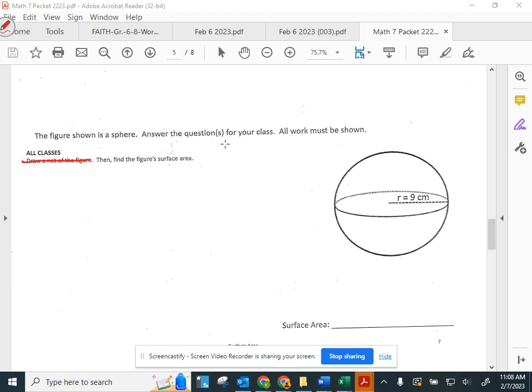But we do need to know how to find the surface area of a sphere. Surface area is the SA. You're going to need to write down this formula. The formula is 4 times pi times the radius squared. What is the radius? If we look at our figure, Amelia? 9. Because the radius goes from the middle all the way to the outside. R equals 9 centimeters.